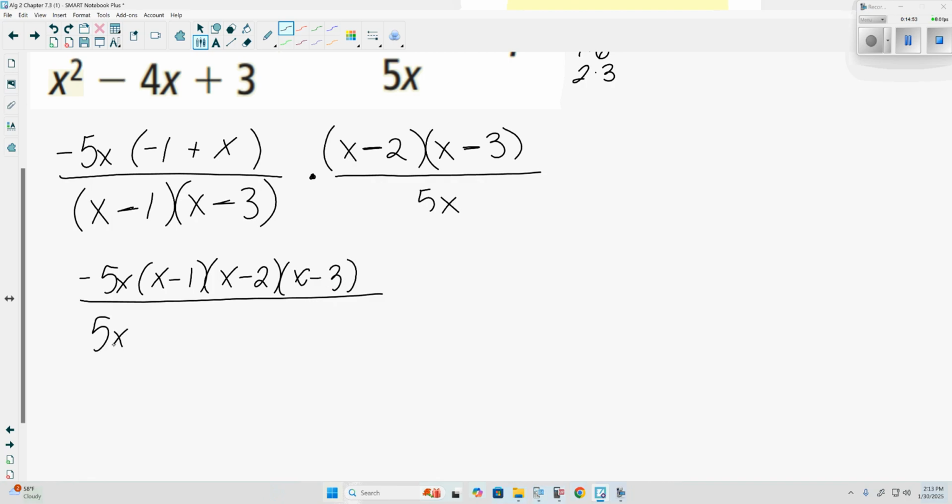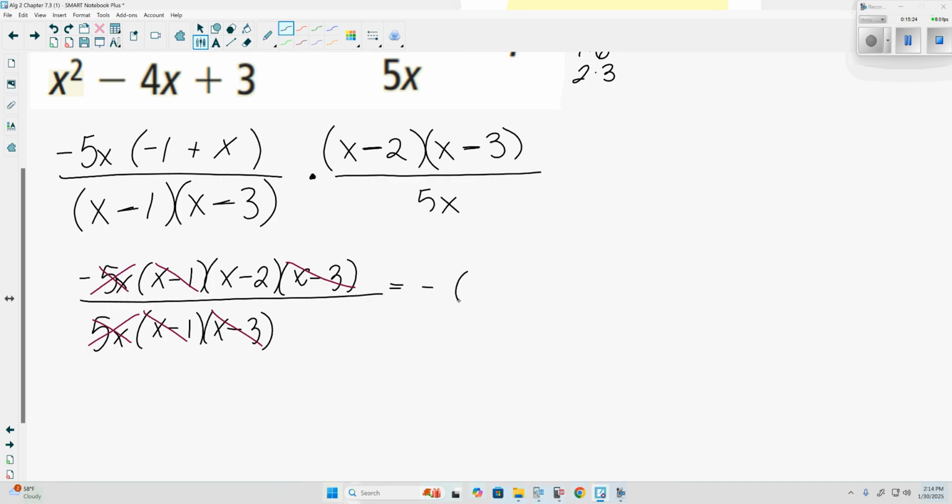On bottom, we'll have 5x times x minus 1 times x minus 3. Now we just need to simplify what's in common on top and bottom. x minus 1, x minus 1, x minus 3, x minus 3, yes. Anything else in common? The 5x over 5x would also reduce.